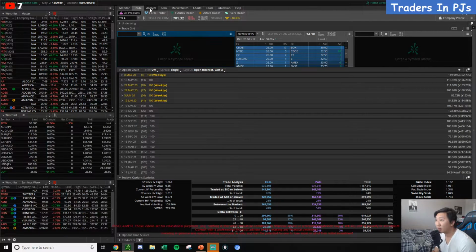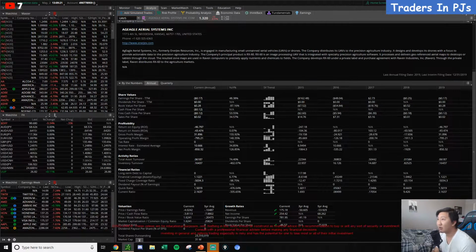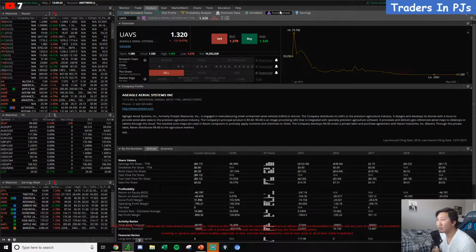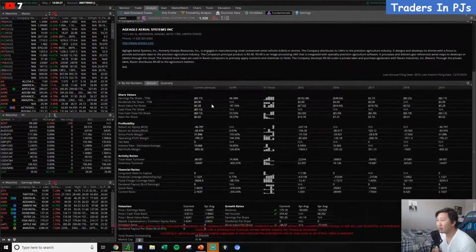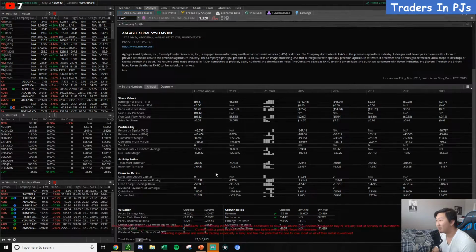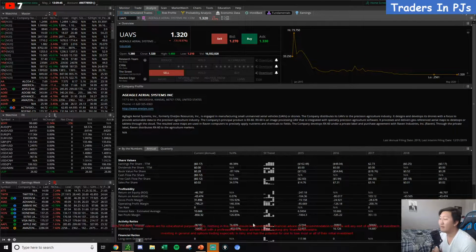The next one we're going to talk about is analyze. One of my favorite things to use is the fundamentals. Right now I have UAVS in here. What I primarily use this for is the market cap right here and the total shares outstanding right here. So that's 23.3 million shares outstanding at a $31 million market cap, which means if you divide the market cap by the total shares outstanding, you get the price of the stock. So just so you know, 1.3.